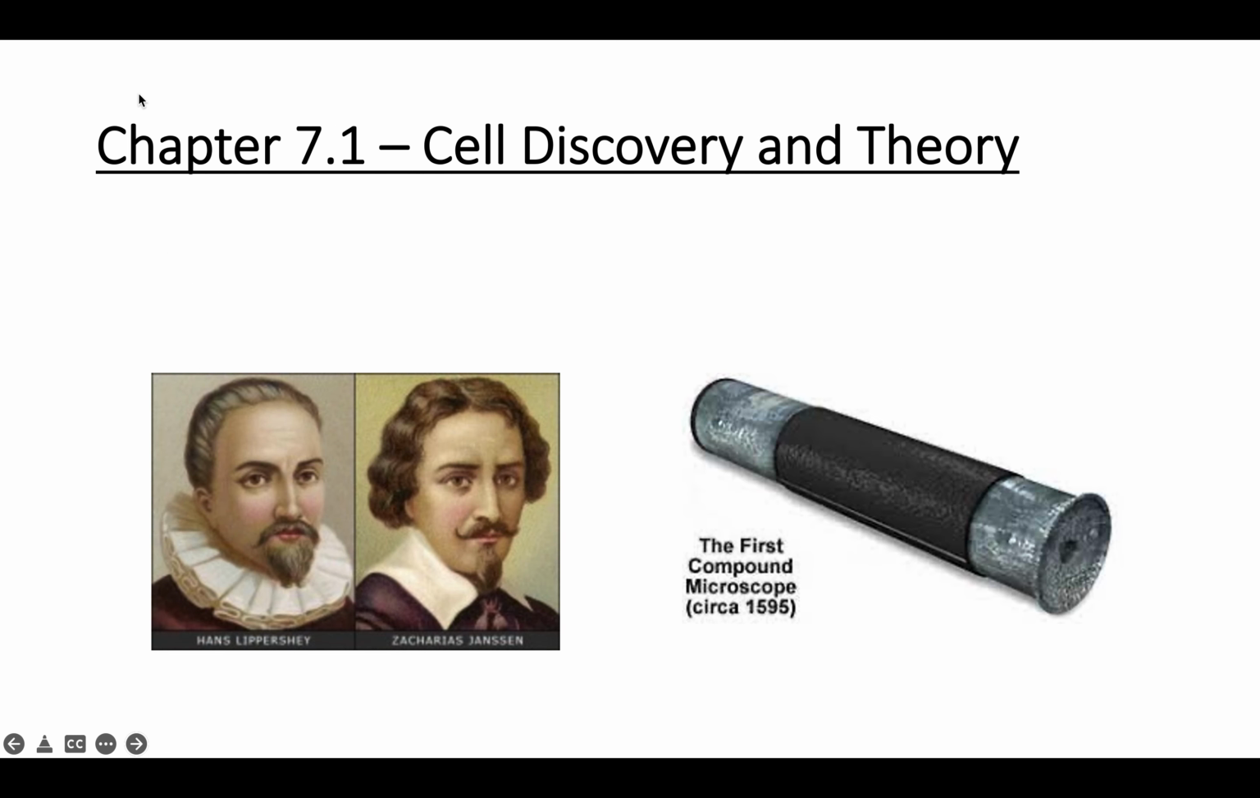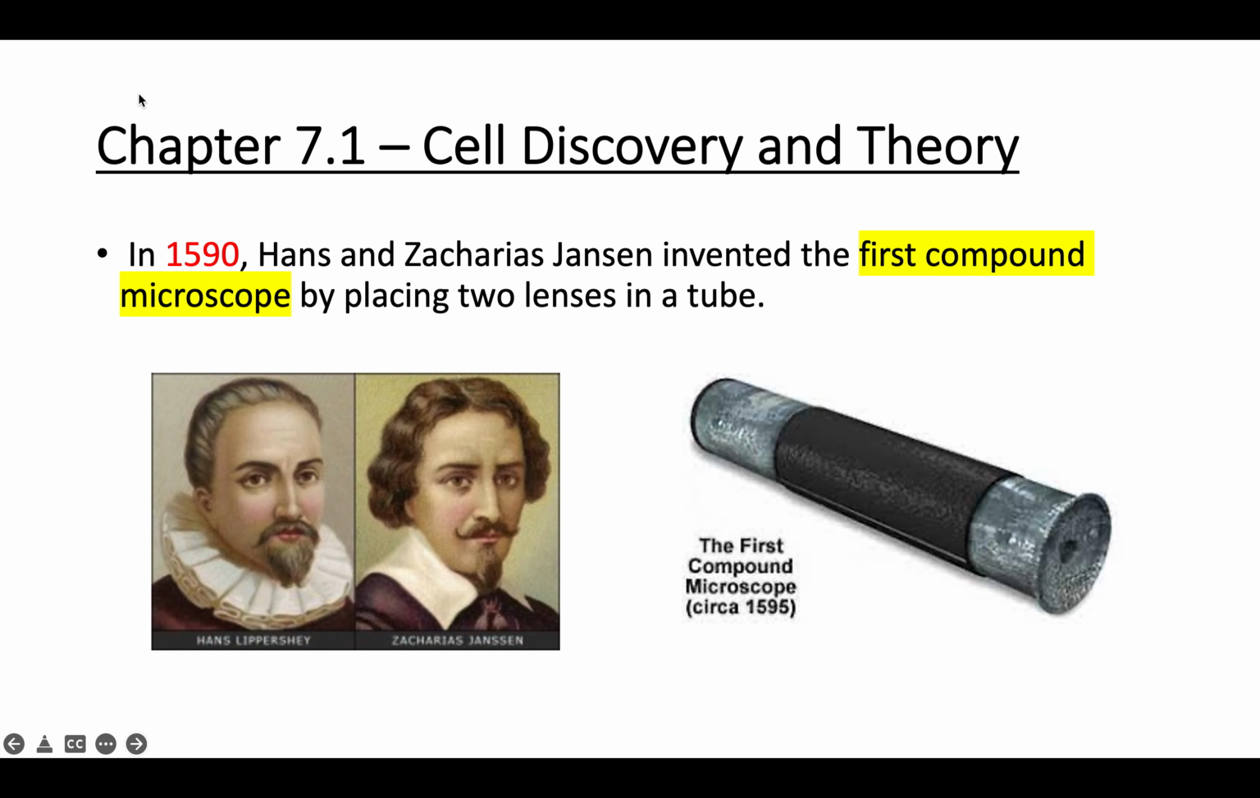All right, so we go into cell discovery and theory. I know that it is already a duh statement that organisms are made out of cells, but it is so easy to take for granted how this was discovered to begin with. In 1590, Hans and Zacharias Janssen invented the first compound microscope. And they did this by placing 2 lenses in a tube.